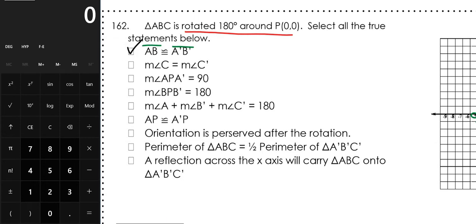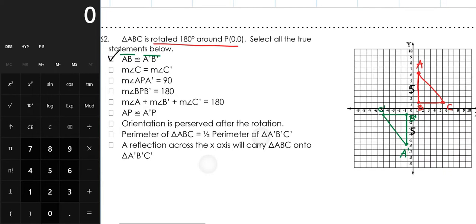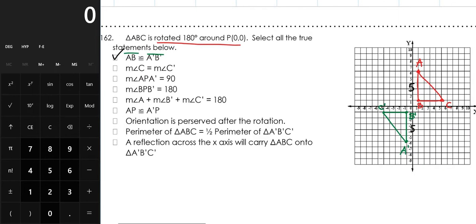Yes. The second one, the measure of angle C is equal to the measure of angle C prime. Well, that makes sense. C and C prime, those are before and after of the same angle. My angles didn't change here. My object just turned upside down, but it didn't change size, and my angles are never going to change size. So I'm going to say that yes, the second choice is correct.